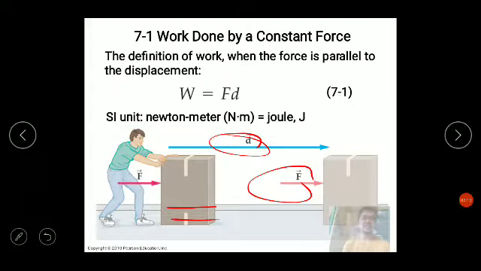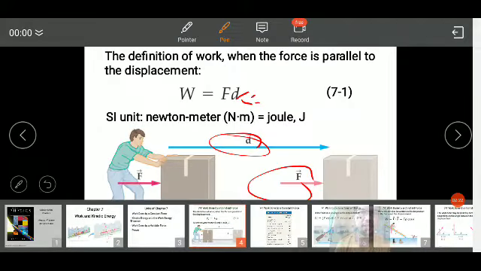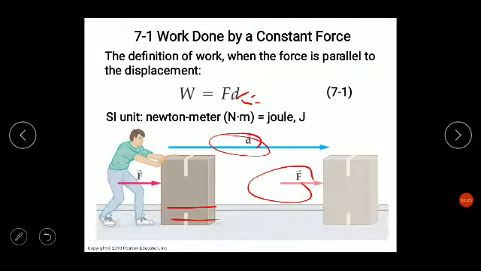Later on you will see that aside from having this F times d, you will find this trigonometric identity, which is cosine. Whenever the angle is 90 degrees, cosine is equivalent to 0. Cosine of 0 and cosine of 180 are equivalent to 1 and negative 1 respectively.